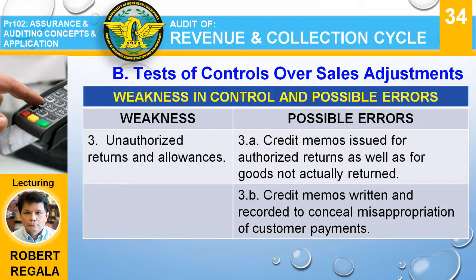Weakness number three, unauthorized returns and allowances might lead to A, credit memos issued for authorized returns as well as for goods not actually returned, or B, intentional reduction of accounts receivable to conceal misappropriation of customer payments.